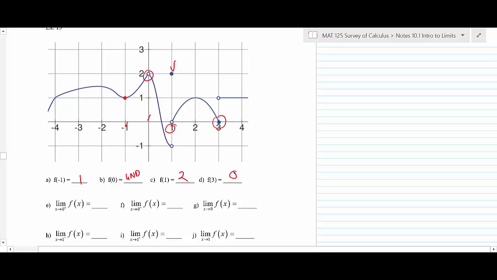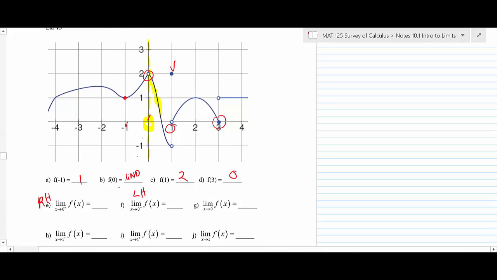Now we're going to look at limits. This one is a right-hand limit here, and then a left-hand limit, and then the two-sided limit here. So we're going to look at around 0. I'm just going to have that dashed line through that. What is the right-hand limit? 2. Good.